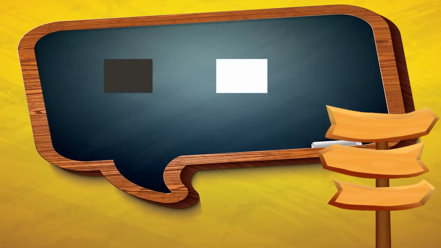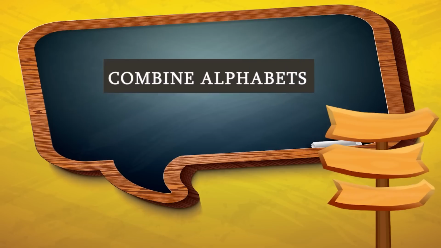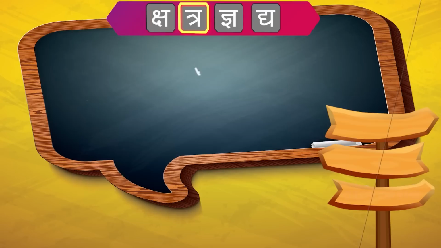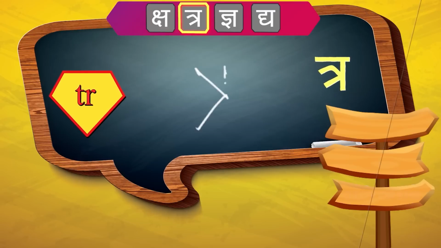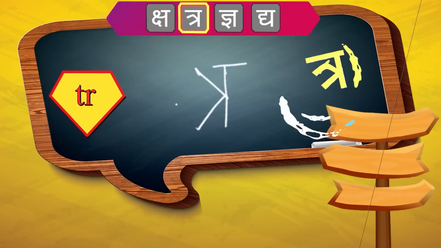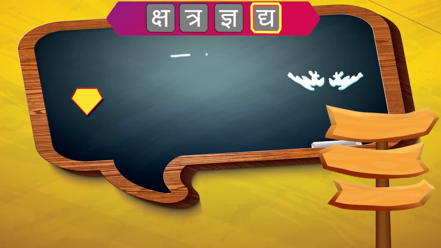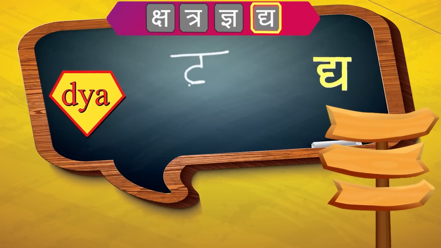This is also combined alphabet. This is cha. This is tra. This is gya.